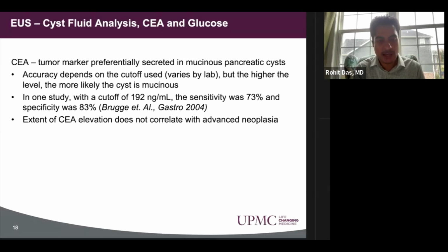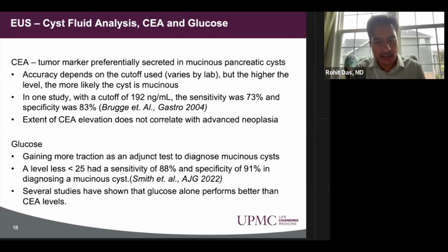again, pretty widely studied and used, with a cutoff of 192 nanograms per milliliter, the sensitivity was okay at 73%, but a decent specificity of 83%. What's important to note, though, is that the extent of CEA elevation does not correlate with advanced neoplasia or high-risk disease. So it's a decent test to identify a mucinous cyst, but it does not at all predict or accurately identify higher risk pathology.